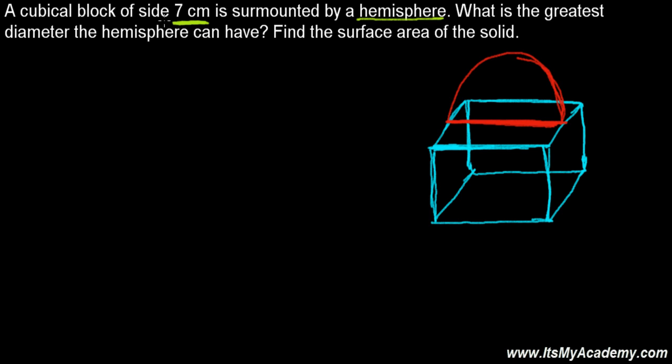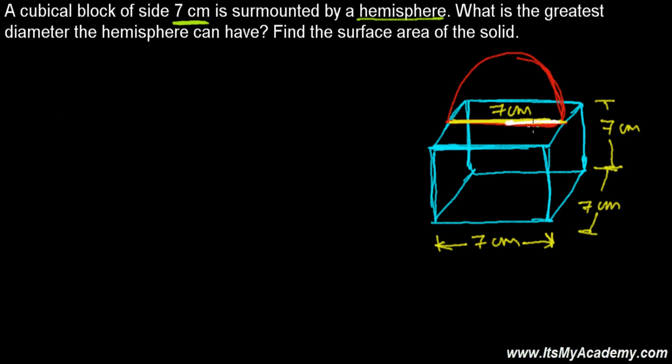Next, the side of this cube is given to be 7 centimeter. This is 7 centimeter, so definitely the breadth will also be 7 centimeter and the height will also be 7 centimeter. As from the figure you can easily see, the greatest diameter possible is also 7 centimeter. So now we can easily write the radius. The radius will be half of the diameter, 7 over 2 centimeter.